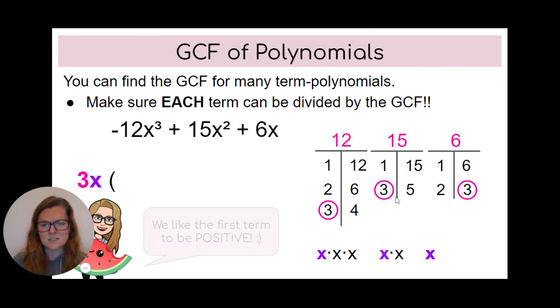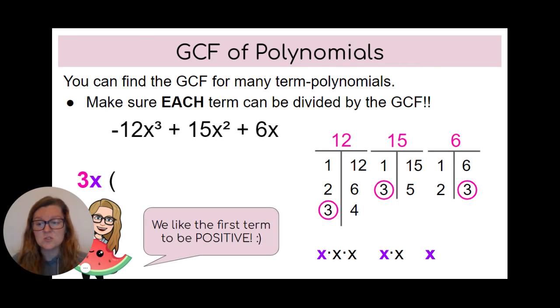Now we're going to come back to this negative. We like to take out a negative if this first term is altogether negative. So I'm actually going to take out a negative and just place it out here. We are now going to divide each one of those terms by our greatest common factor. So essentially, I'm just dividing everything by negative 3x. So let's look at this first term. Negative 12 divided by negative 3 gives me a 4.